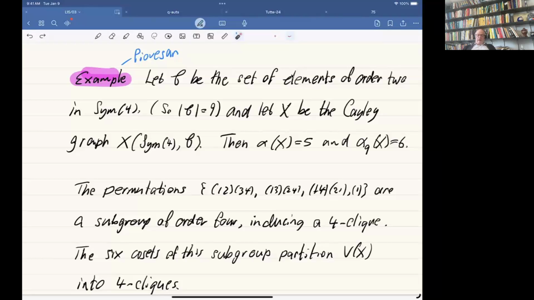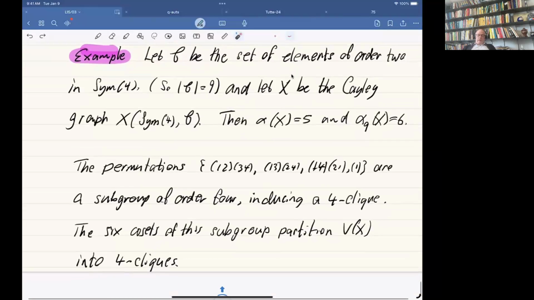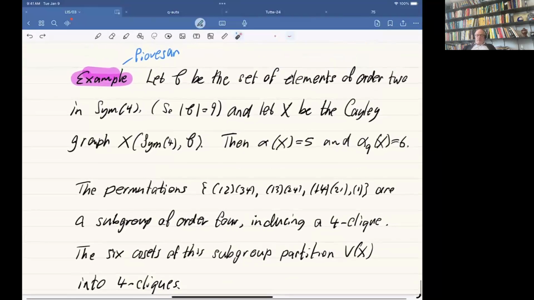Now, there are other examples, but the list of examples is fairly short. Make a few comments about it. The permutations, well, there are 4 permutations here, including the identity. They form a subgroup of order 4. The symmetric group on 4 letters has a subgroup of order 4, exponent 2, that's this guy. And certainly, since these things are in the connection set, you want to do a calculation, but you can verify this is actually a Kochlik of size 4.